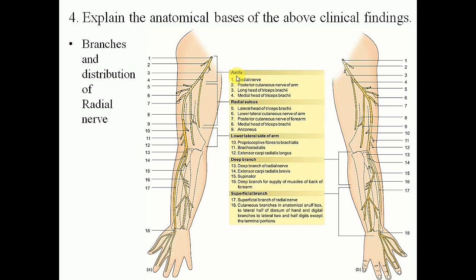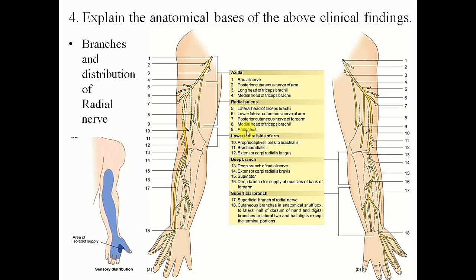Now in the axilla, that is above the radial groove, as we can see, this is the radial nerve. It will give posterior cutaneous nerve of arm, which will supply the skin of posterior surface of the arm, and it gives muscular branches to long and medial heads of triceps brachii muscle. Within the radial groove, it will give branches to lateral head of triceps and medial head of triceps brachii. Also it gives cutaneous branches, that is lower lateral cutaneous nerve of arm, which will supply the lower part of the lateral side of arm, and also the posterior cutaneous nerve of forearm, which will supply the skin of posterior surface of the forearm. In addition, it will give a branch to anconeus.